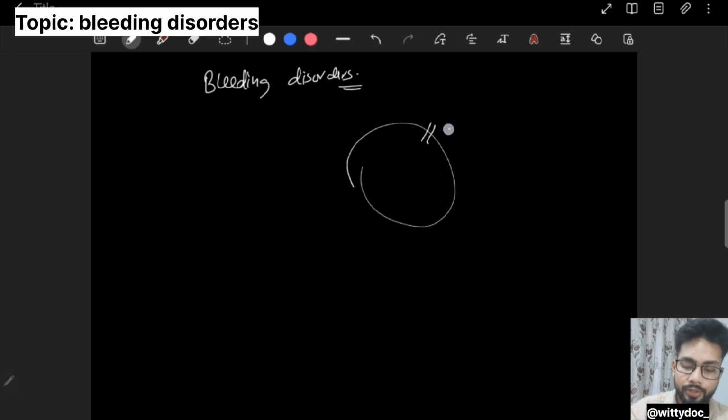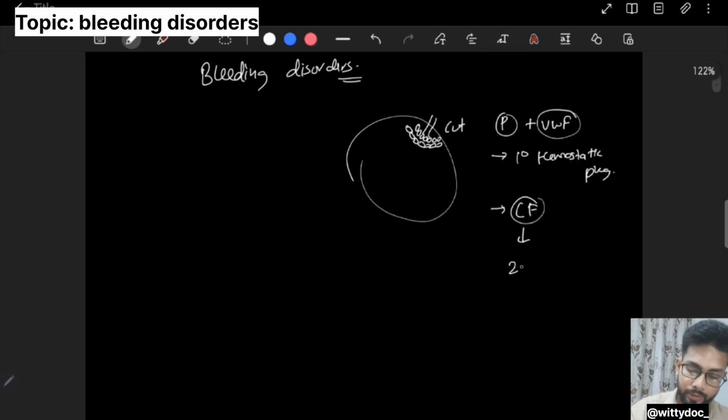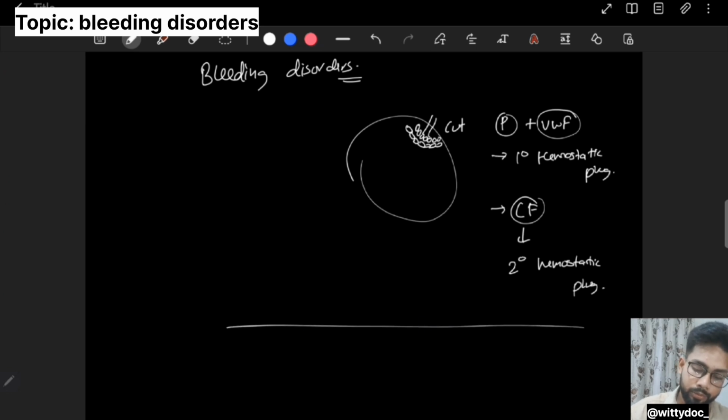This is a blood vessel, and if there is a cut, primarily some platelets will come here and aggregate with the help of von Willebrand factor, and this structure is called the primary hemostatic plug. And after some time, clotting factors will come here and stabilize the wound, and this structure formed with the help of clotting factors is called the secondary hemostatic plug.